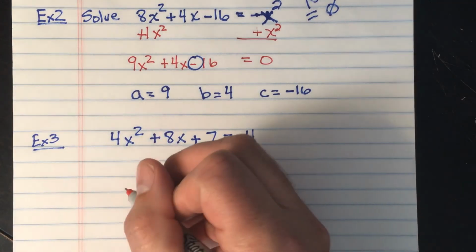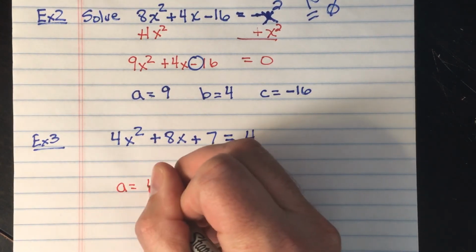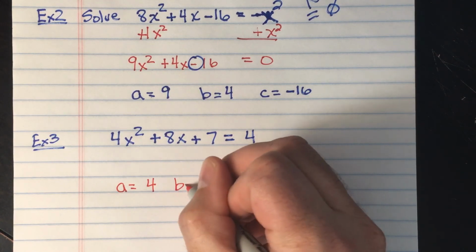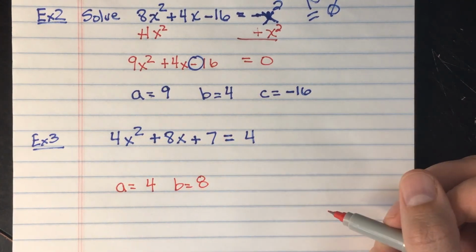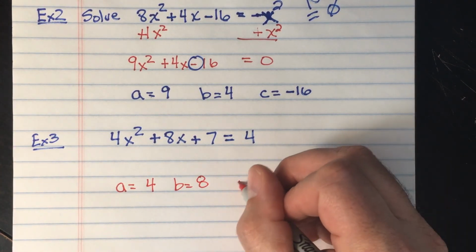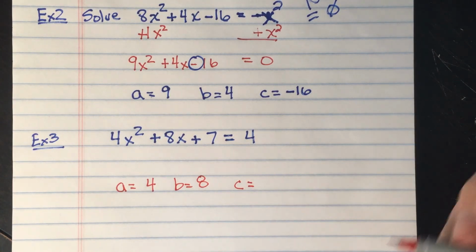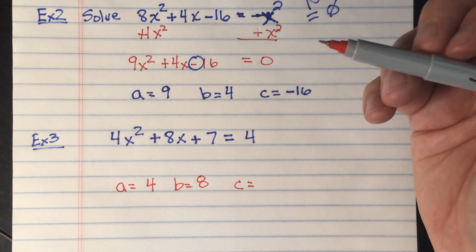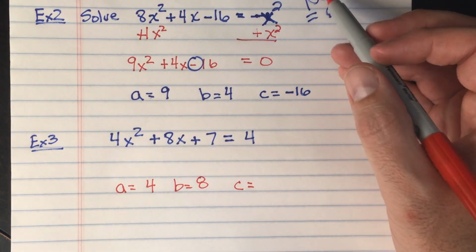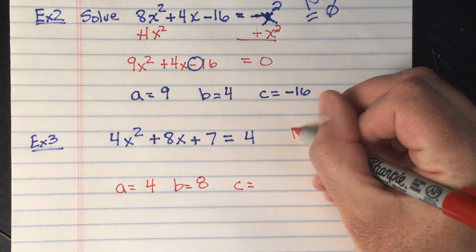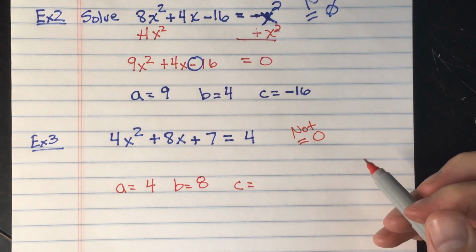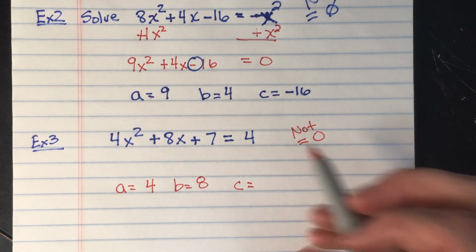If you said the a value is 4, you would have been correct. A value is the number in front of the x squared. If you said the b value is 8, you would have also been correct. If you said the c value was 7, though, you would have been wrong. And if you take a look at it, hopefully you'll see why you would have been wrong. Because when you look at this equation, what do we notice? It's not equal to 0. And because it's not equal to 0, there's some work we have to do to get it equal to 0.